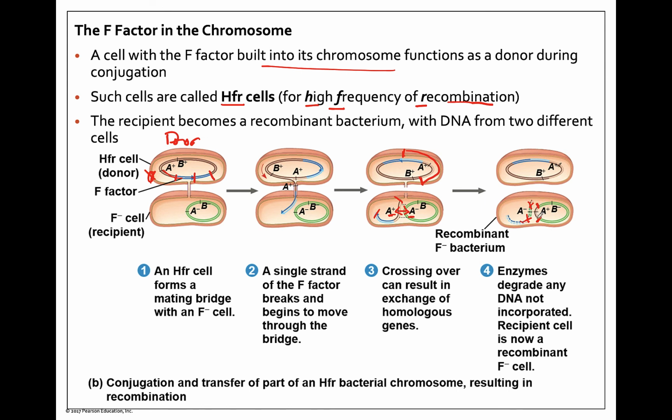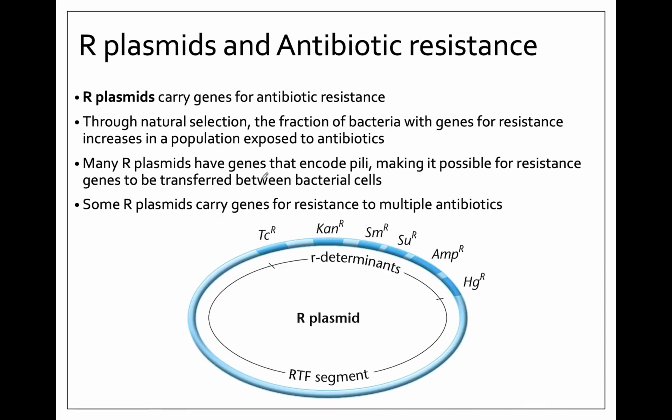So this cell does not actually get the F factor. So this cell is not going to become a mating cell. This cell is still the only one that can be a donor. But it has changed its genetics. Note that we did not change the number of cells here. We started out with 2, and we ended up with 2. The only thing that changed is this genetic trait in the recipient cell.